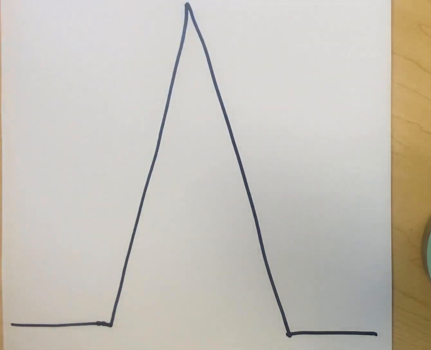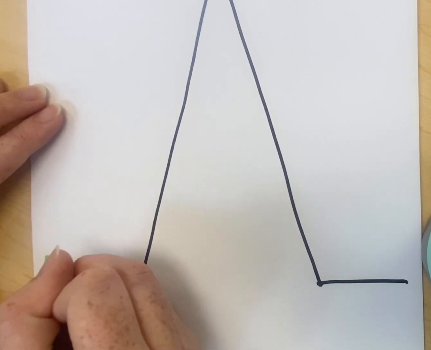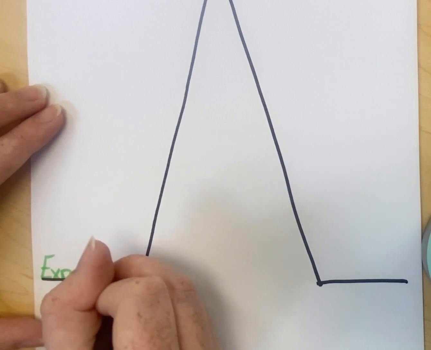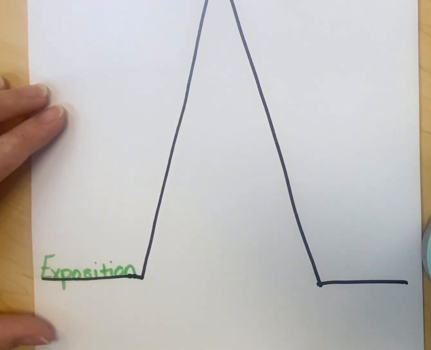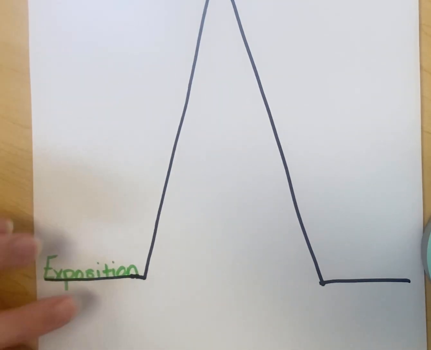Great, now that we've got that down, we're going to talk about the certain words that go with our plot diagram. So one of them, which goes right here, is exposition. Exposition kind of means it could be the beginning or the introduction to the story. So like the thing that sets the story up. So how we begin the story, so exposition.